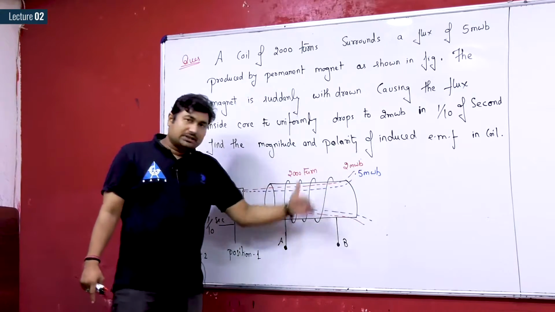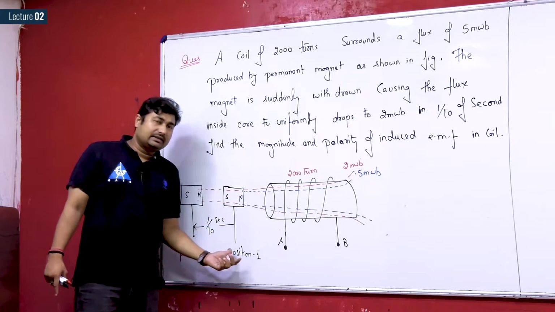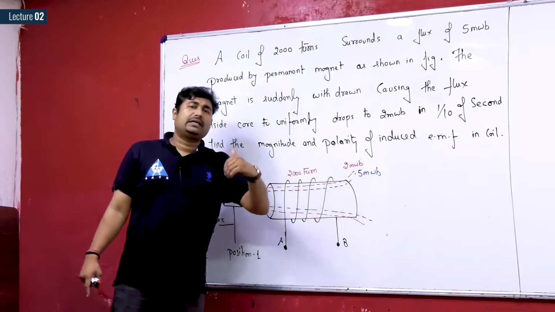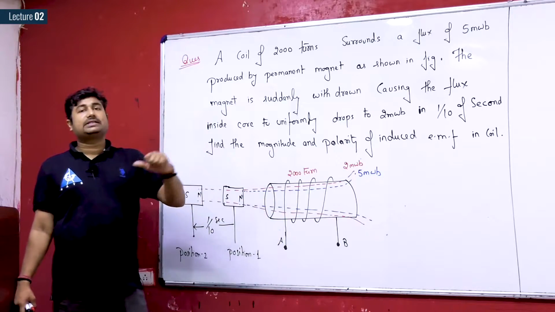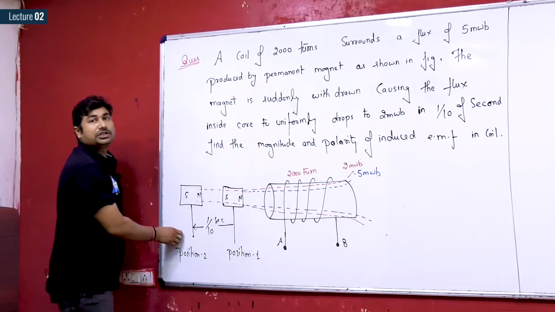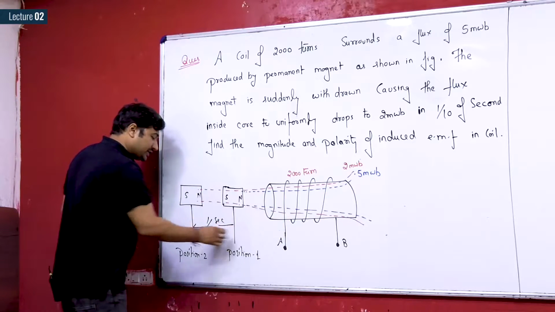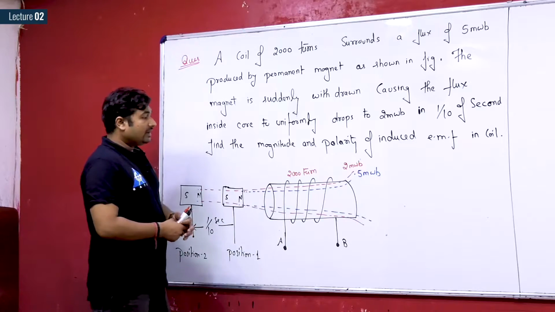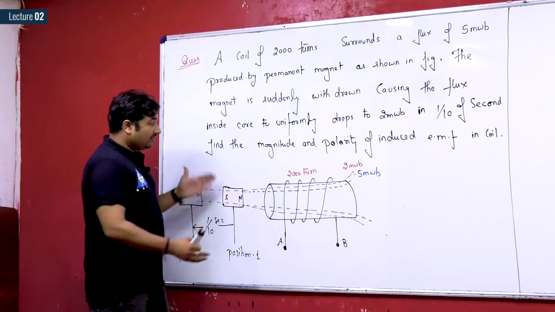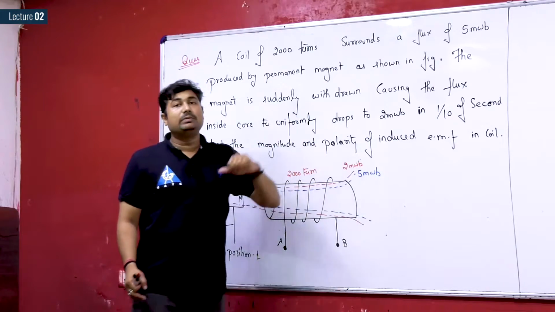We have 2000 turns wound over some iron core, and if the magnet is placed in position 1, then the total flux inside the core is found to be 5 milliweber. I am assuming that the flux is uniform and equal to 5 milliweber. If the magnet is suddenly withdrawn from position 1 to position 2 in 1/10 of a second, the reluctance increases because of the increase in the air gap from the magnet to the core, and the flux in the core drops down. I am considering that the flux uniformly drops to 2 milliweber.